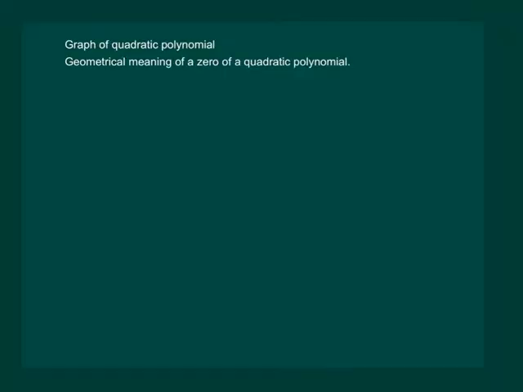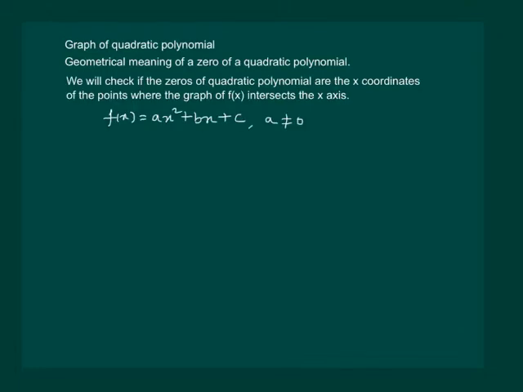Let us now draw the graph of a quadratic polynomial and understand the geometrical meaning of a zero of a quadratic polynomial. We will check if the zeros of the quadratic polynomial are the x coordinates of the points where the graph of f(x), that is the quadratic polynomial, intersects the x-axis.